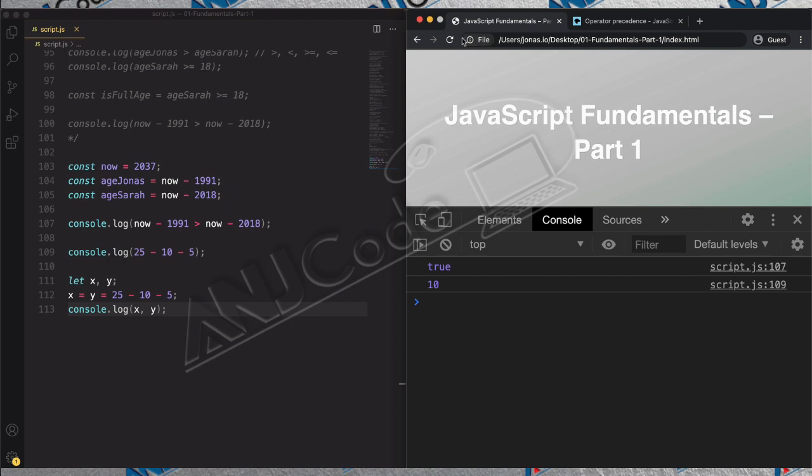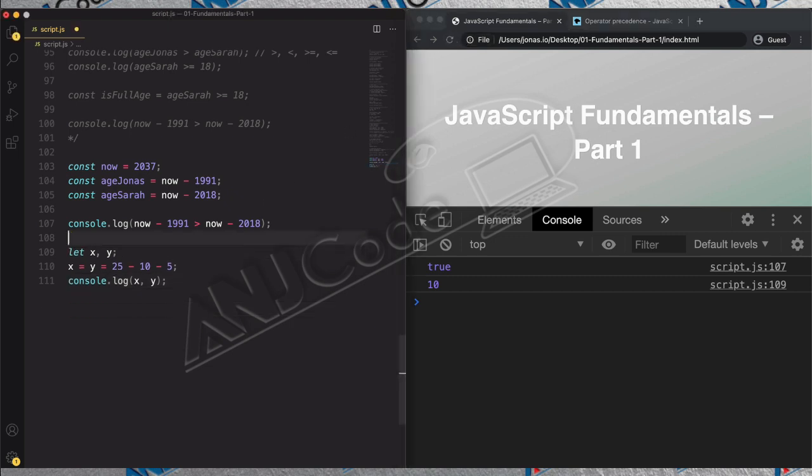And so what is it going to be? And actually, let's delete this one first, to avoid some confusion there. And so we see that x and y are both 10. And so let's analyze why that happens.